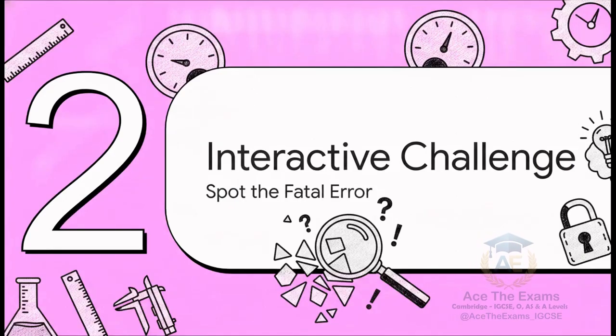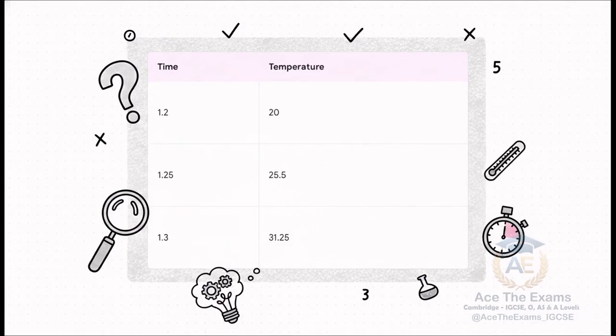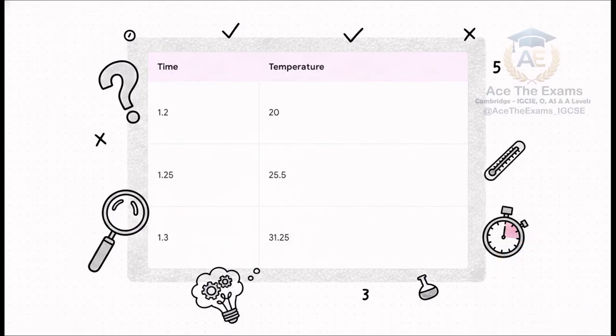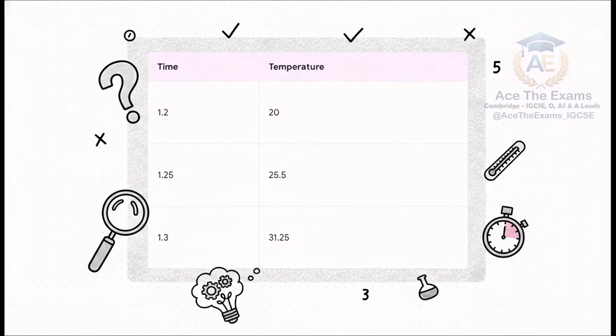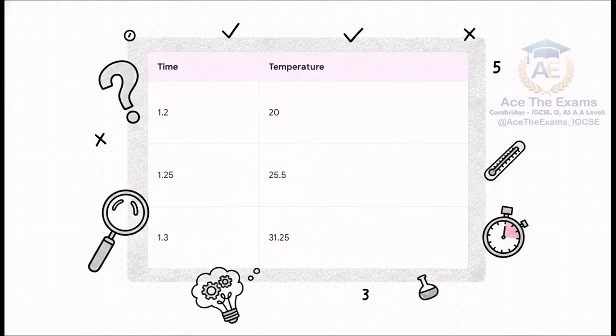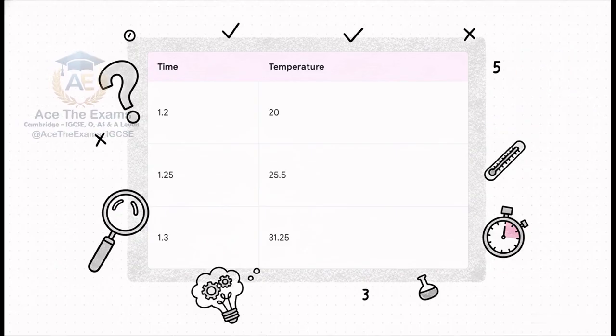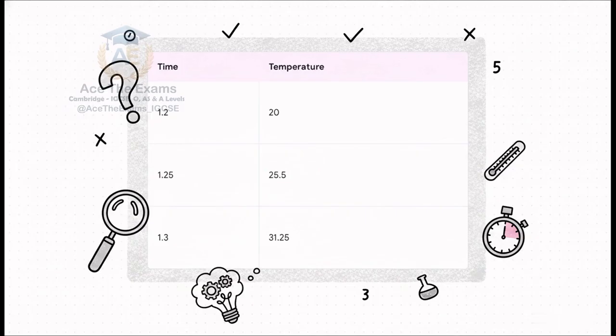Interactive Challenge. Spot the fatal error. Let's put this framework to the test right now. Take a really close look at this typical Cambridge-style practical data table. We've got a column for time and a column for temperature, with 3 rows of readings. At first glance, it kind of just looks like numbers going up, right? But apply the framework. Look at the data. What exact mistakes has the student made that are going to cost them immediate method marks? Pause and predict. Lock in your answer.